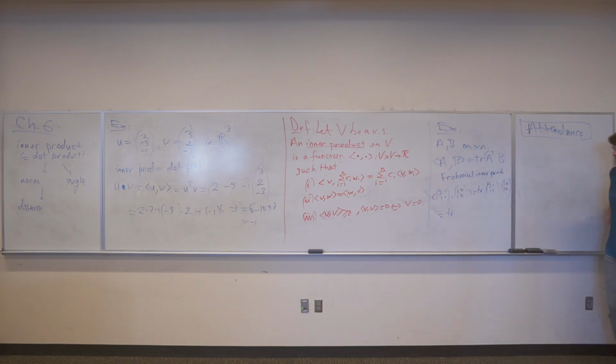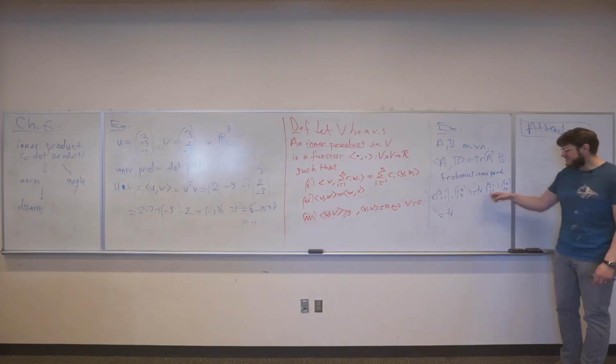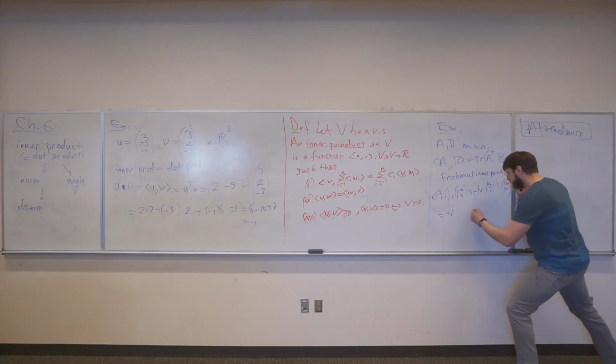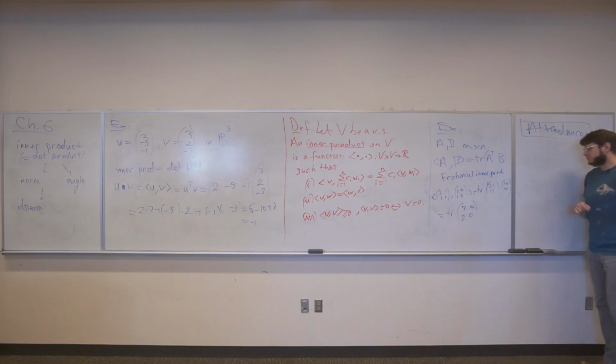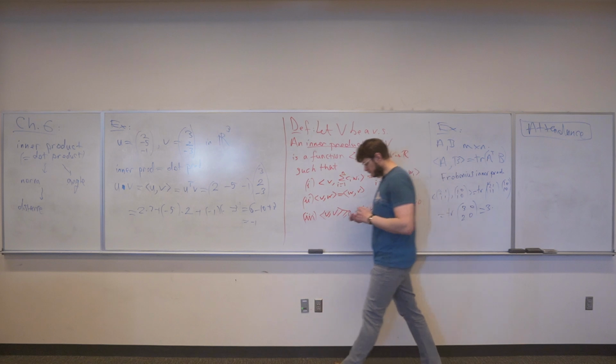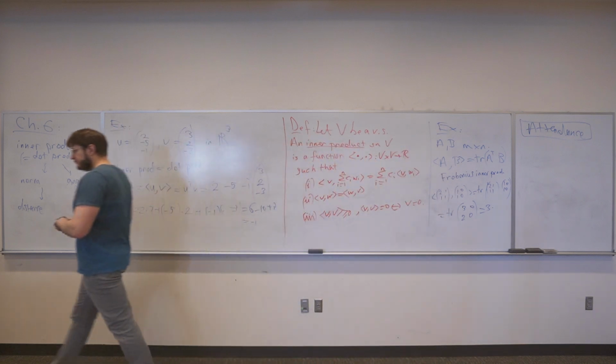Remember, you don't get to distribute trace over matrix-matrix products. That's the property of determinants. Okay. Trace is a linear transformation. So when you do this multiplication, what do you get? You get [3, 0; 2, 0]. Okay. So what is the trace of this? 3. Sum of the diagonals. Just works the same way.